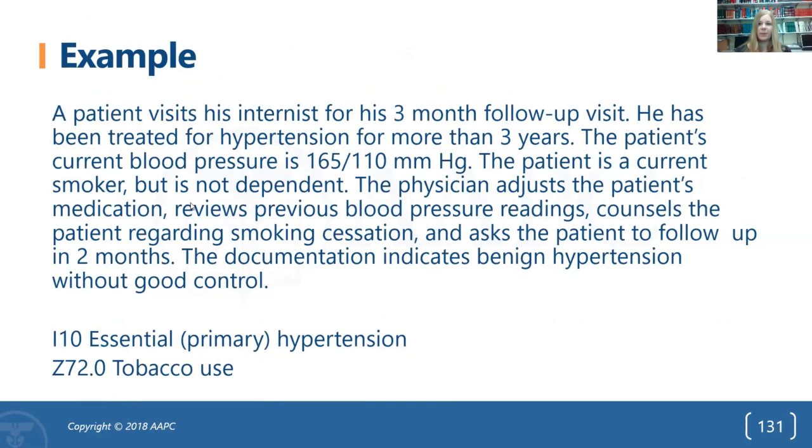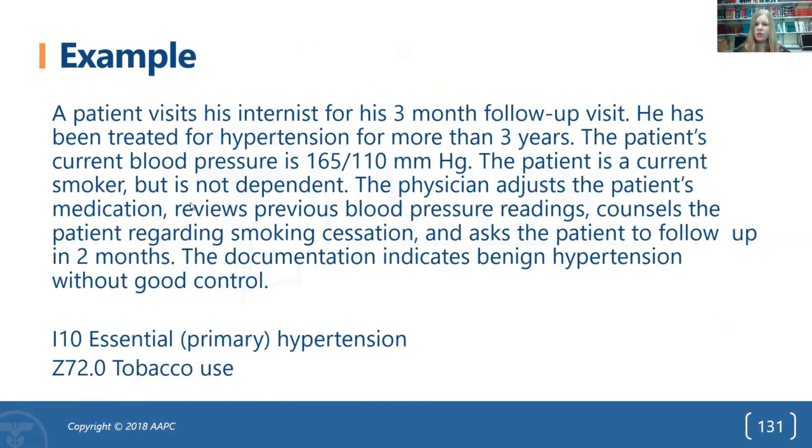So let's look at this example. Patient visits his internist for his 3-month follow-up visit. He has been treated for hypertension for more than 3 years. The patient's current blood pressure is 160/110. The patient is a current smoker, not dependent. Physician adjusts the patient's medication, reviews their blood pressure readings, counsels the patient regarding smoking cessation, asks the patient to follow up at 2 months, and the documentation indicates benign hypertension without good control.